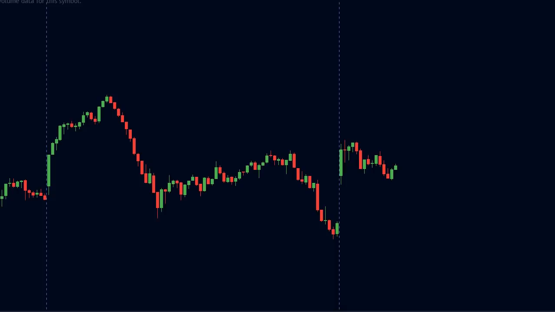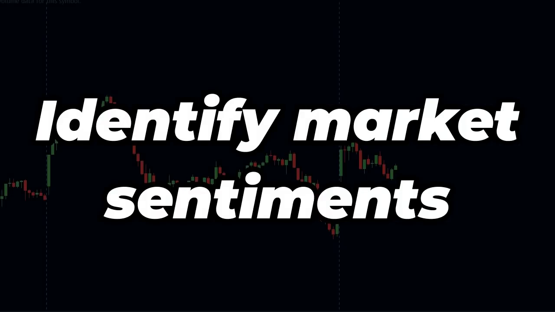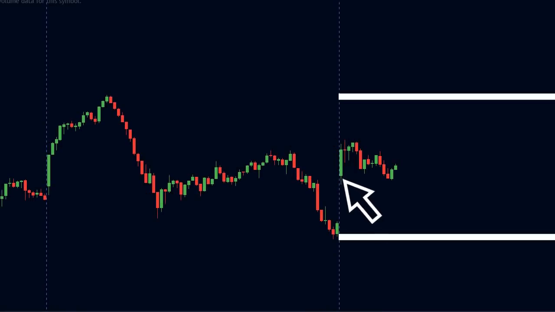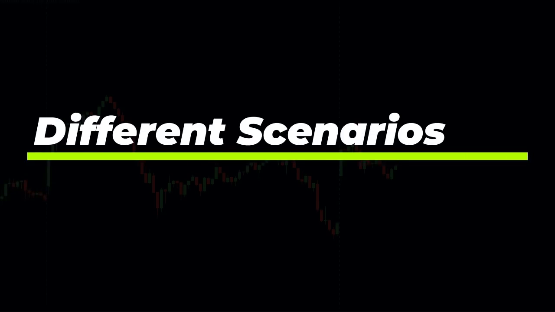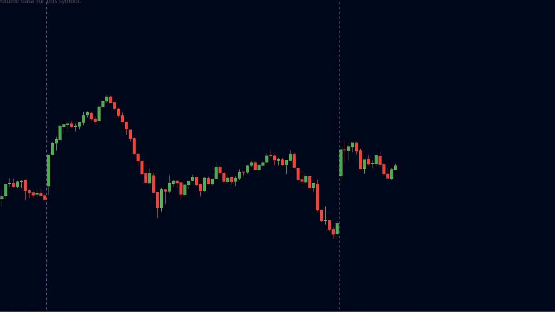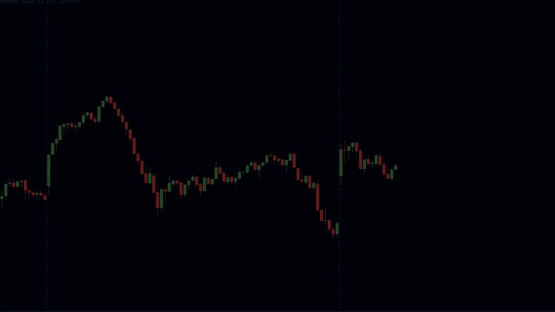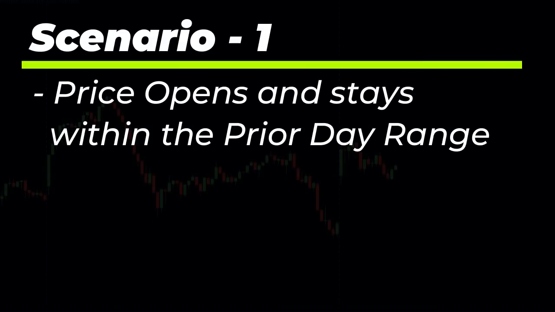In this strategy, we aim to identify the market sentiments by looking at the current day's opening price compared to the prior range. Now let's understand different scenarios involving the prior day range. There are 3 scenarios that can happen on the open for the current day. Scenario number 1. The price opens and stays within the previous day's range.